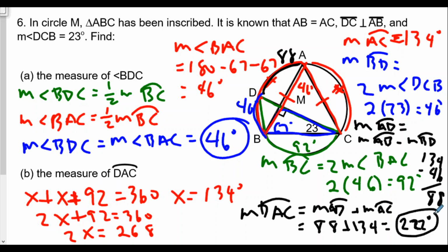Now, it was a mixture of finding a lot of different things. We had to find the measure of arc AC. We had to find the measure of arc AD, which we had to manipulate some of these arcs as well to get. Find the measure of arc BD. So these questions are pretty tricky. They require a lot of work. Now for the last one.